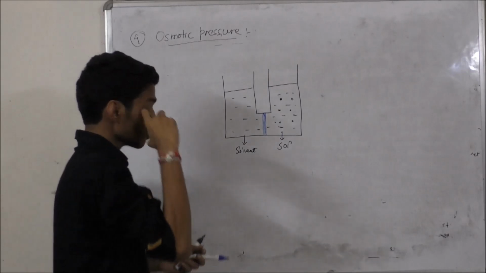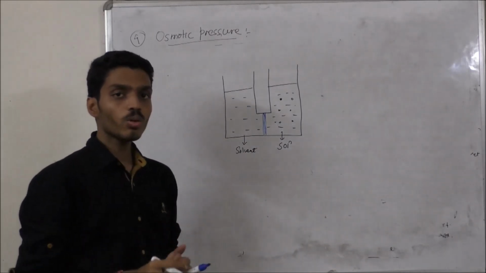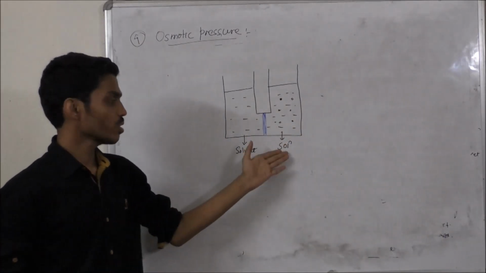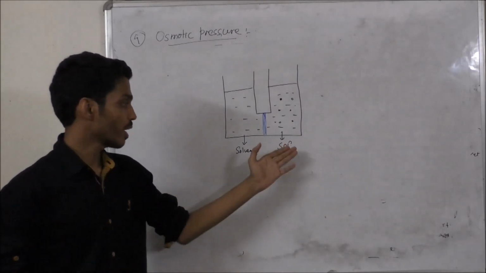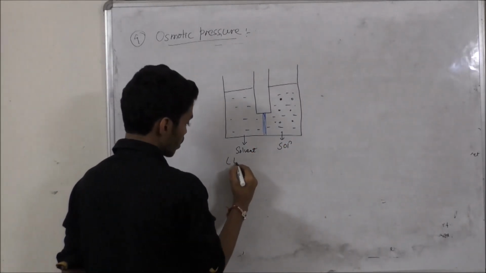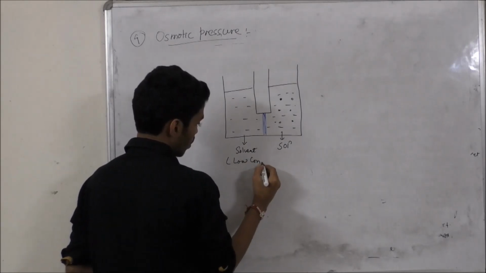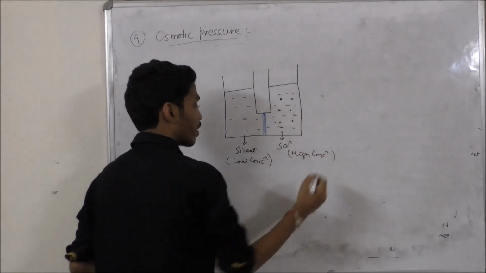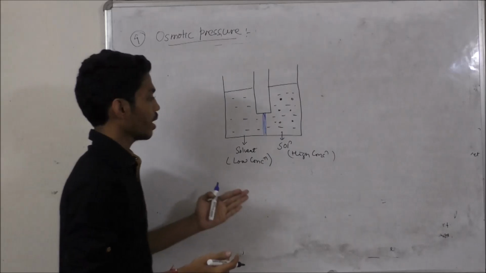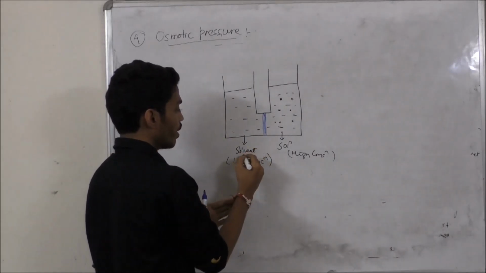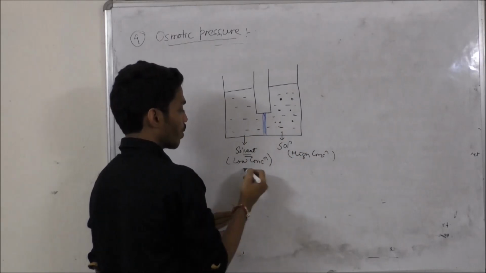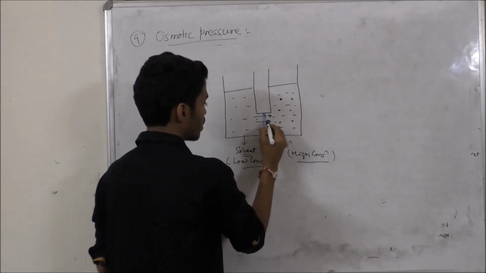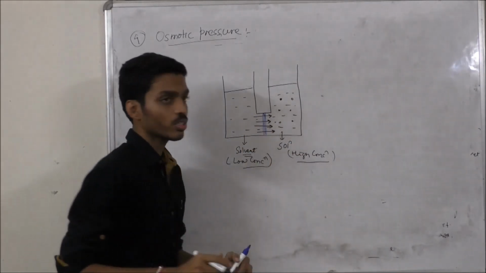So you say, is the concentration of solvent low or is the concentration of solution low? Obviously the concentration of solvent is low. Why? Because in solution we have added solute particles also, so it has a higher concentration. So this side is low concentration and this side is high concentration. The continuous flow of solvent molecules from the lower concentration side to the higher concentration side is known as osmosis.